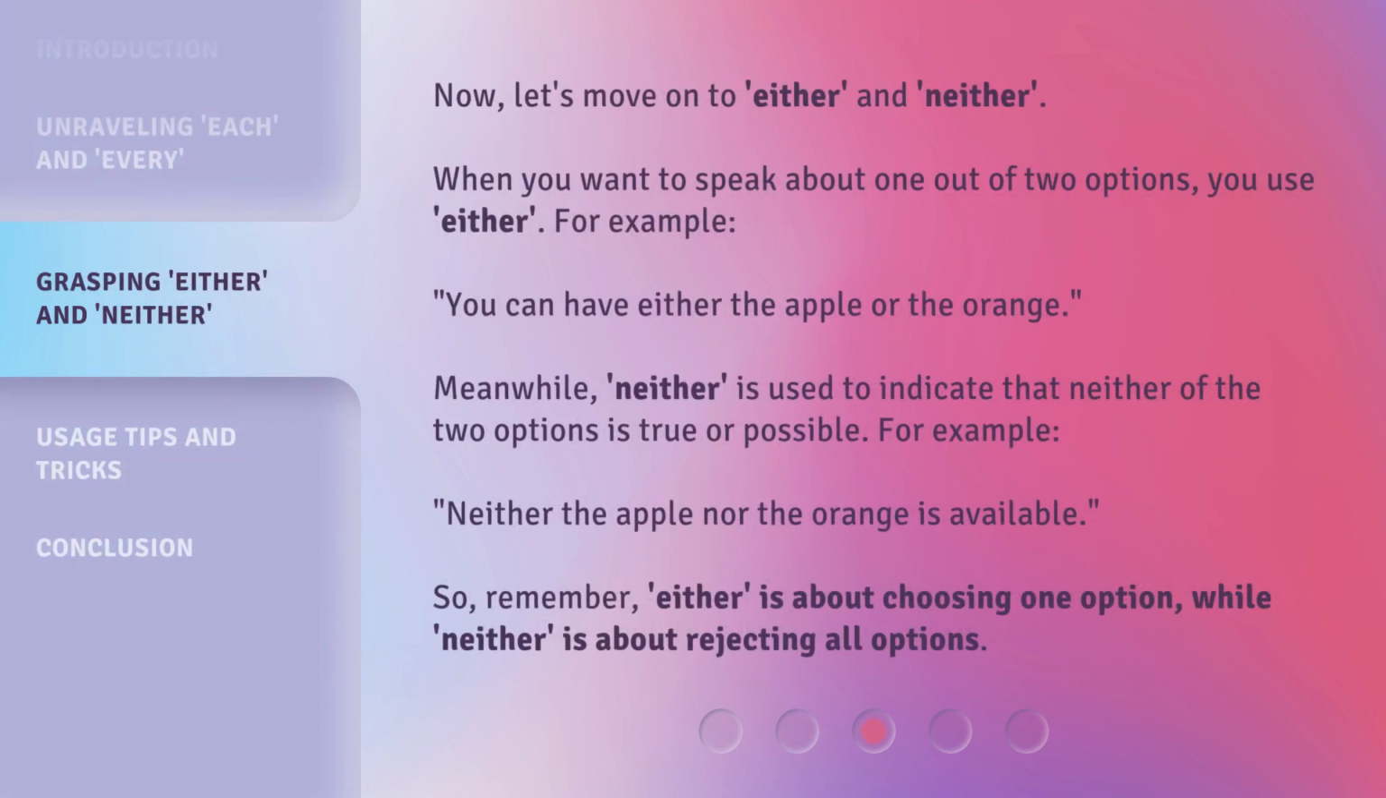Now, let's move on to either and neither. When you want to speak about one out of two options, you use either. For example, you can have either the apple or the orange. Meanwhile, neither is used to indicate that neither of the two options is true or possible. For example, neither the apple nor the orange is available. So, remember, either is about choosing one option, while neither is about rejecting all options.